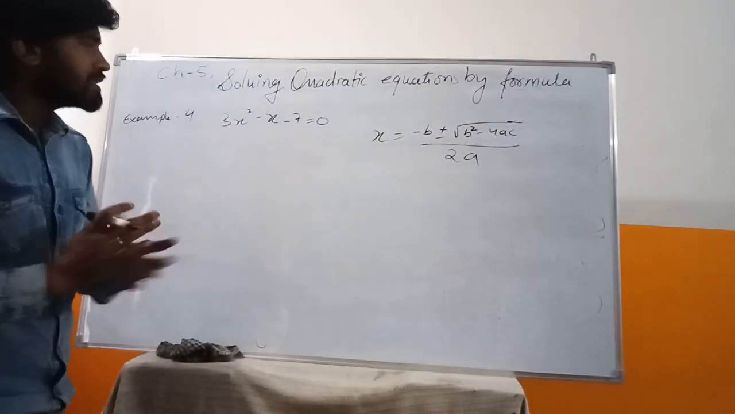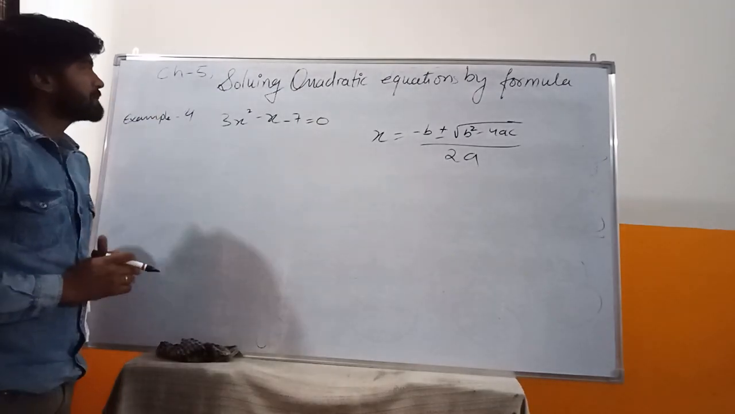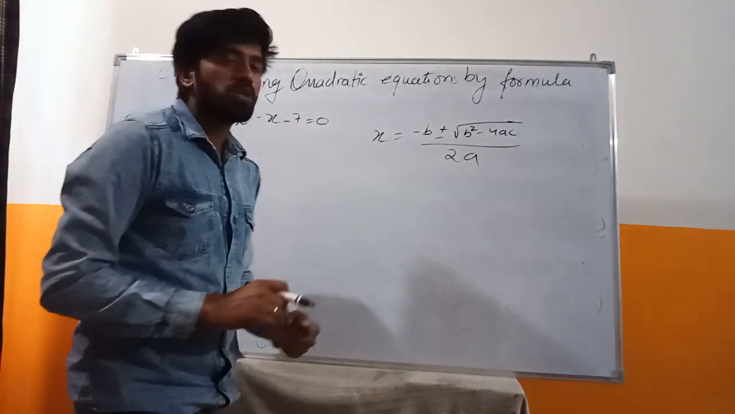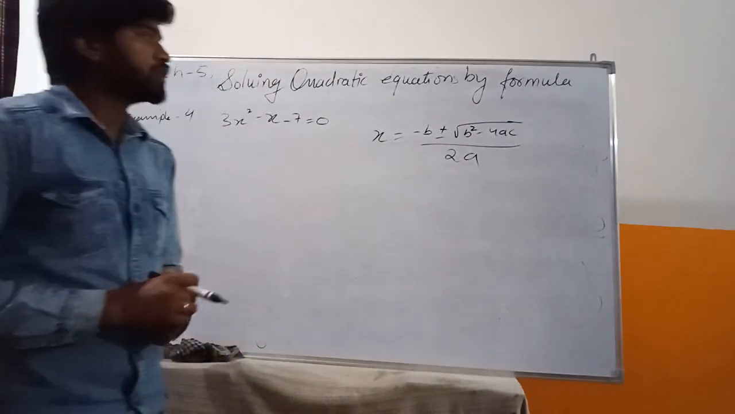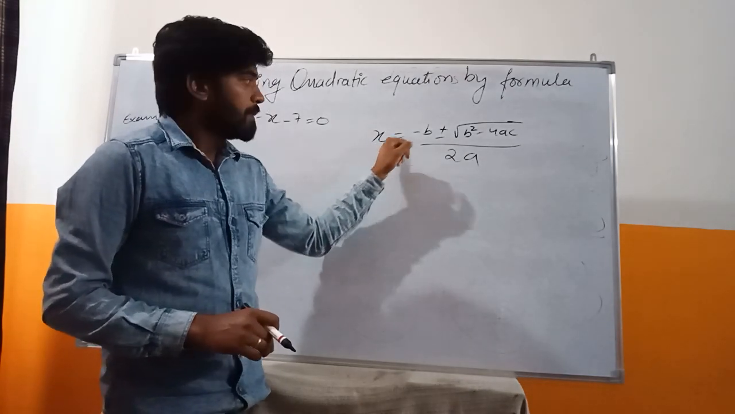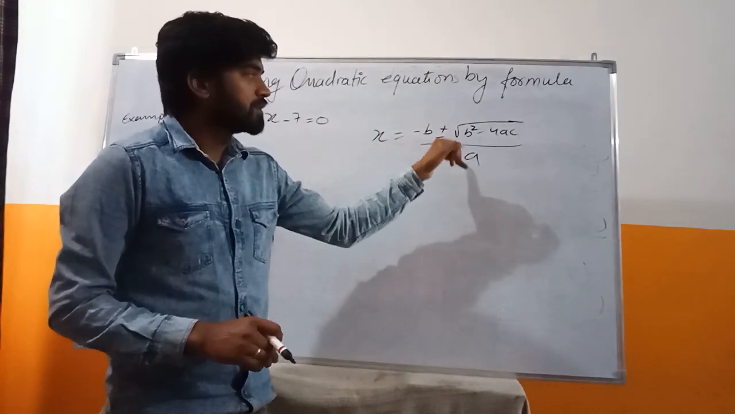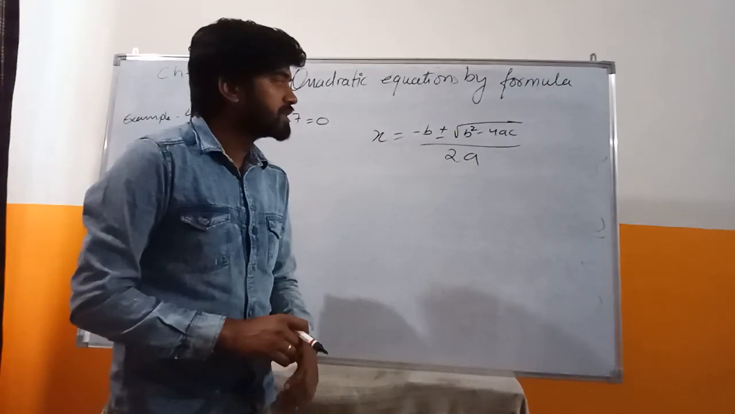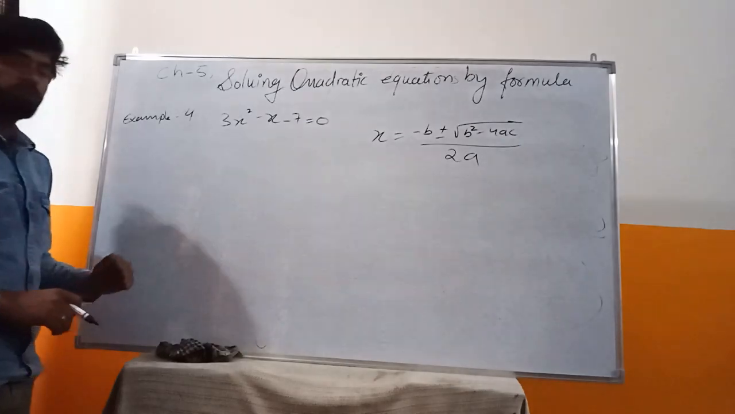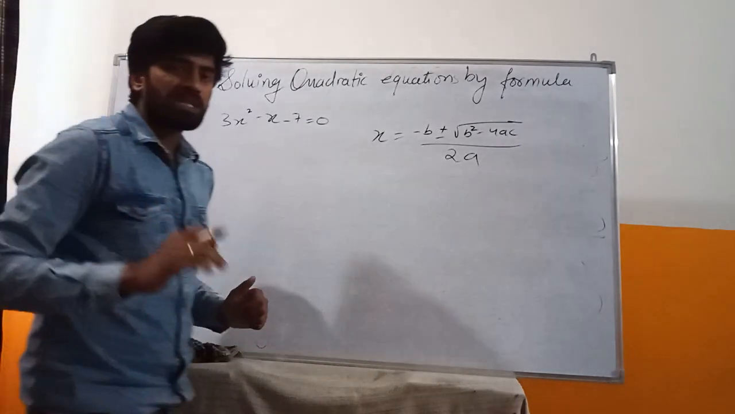Okay, class 10th, we are doing chapter 5 and we are also doing solving quadratic equations by using the formula. Now, this is the formula to find the value of x: minus b plus minus square root of b square minus 4ac, upon 2a. And I'll be solving this question, but there might be a question in your head right now.